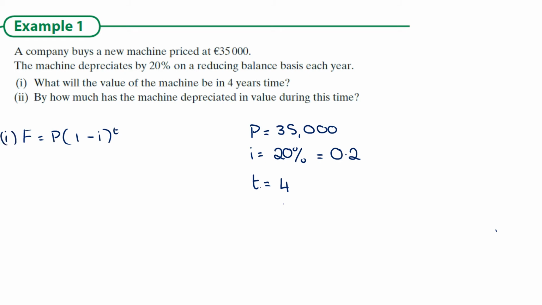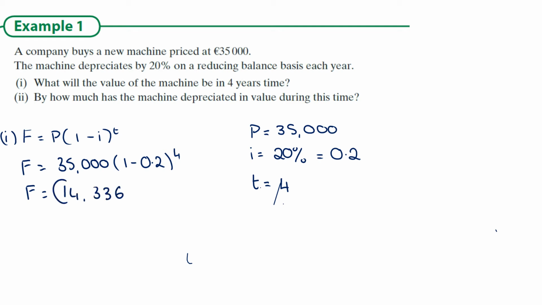So this is part 1. F is equal to 35,000 bracket 1 minus 0.2 to the power of T, which is 4, and that can go into your calculator. This gives us €14,336. So each year it depreciates a little bit less, and that will give the same percentage depreciation each year. So it depreciates by 20%, but 20% of a lower number is obviously smaller.